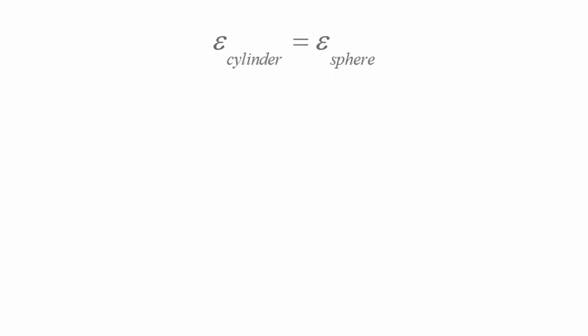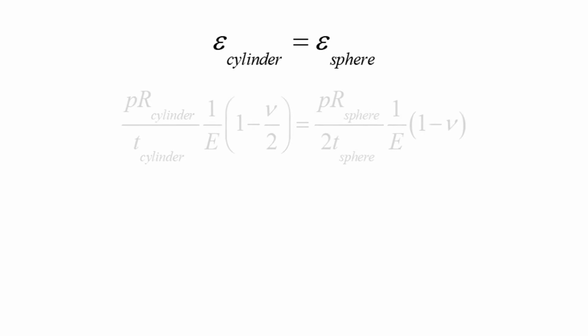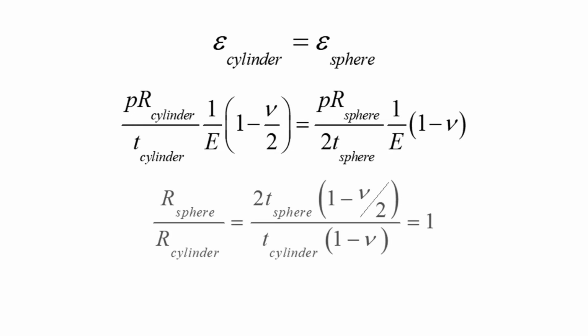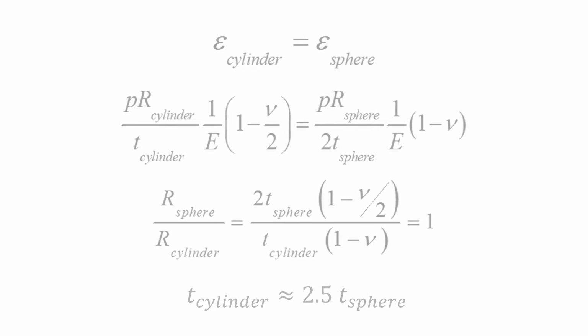Let's use the relations for the strains we have derived previously. We put the strain present in a sphere equal to the circumferential strain of the cylindrical part. Then what we can derive is that the thickness of the skin of the cylindrical part needs to be around 2.5 times larger than the thickness of the spherical part.